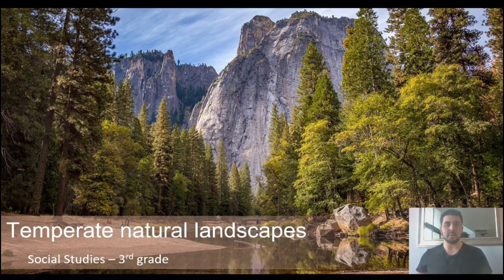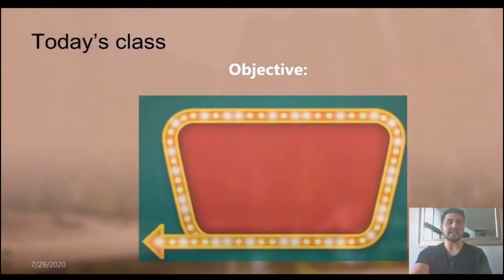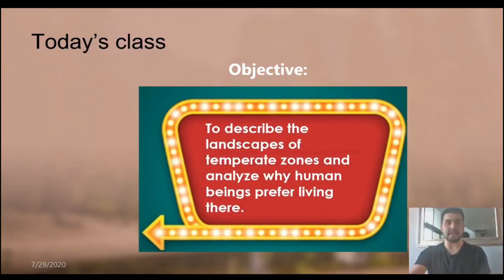In today's class, we will cover the temperate natural landscapes. First, we need to know the objective of the lesson. That is very important. The objective of the lesson is to describe the landscapes of the temperate zones and why human beings prefer living there.